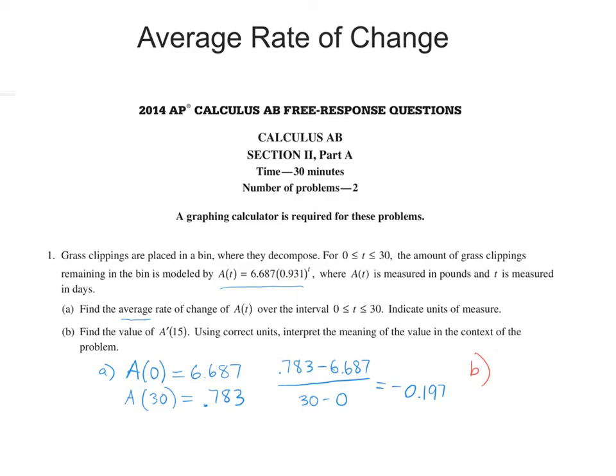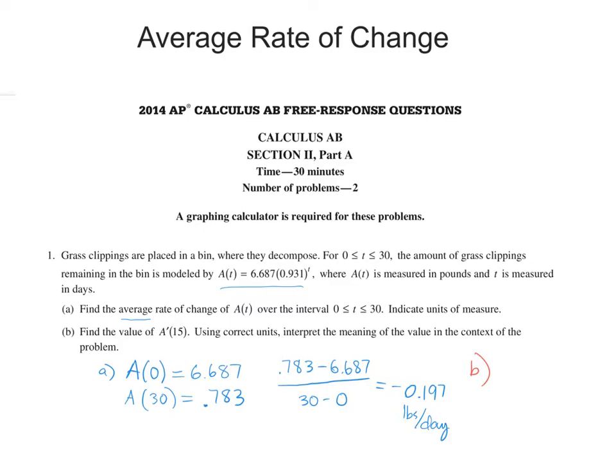It's the slope between the points (0, 6.687) and (30, 0.783). And we lose on average 0.197, and this is in pounds per day. Okay, that's an average rate of change. The derivative was never in question, and the only reason the function mattered is because I had to plug 0 and 30 into it. What was happening in between 0 and 30 has no effect on my answer.